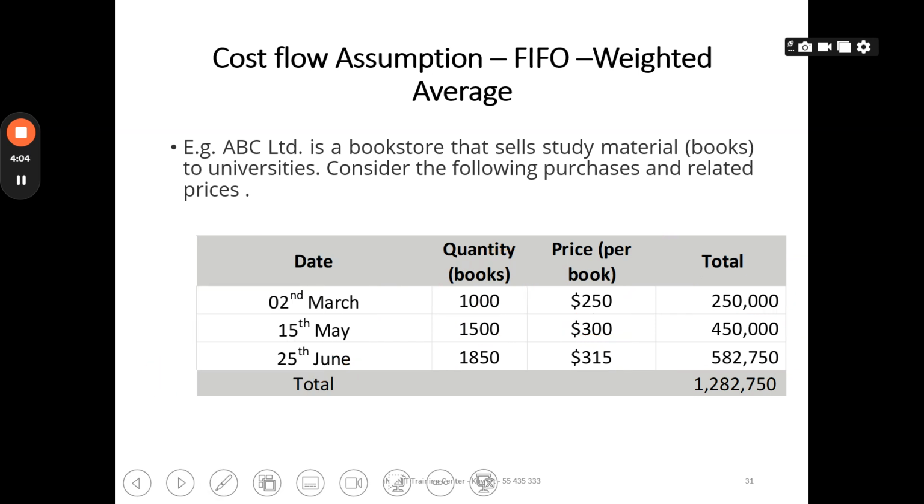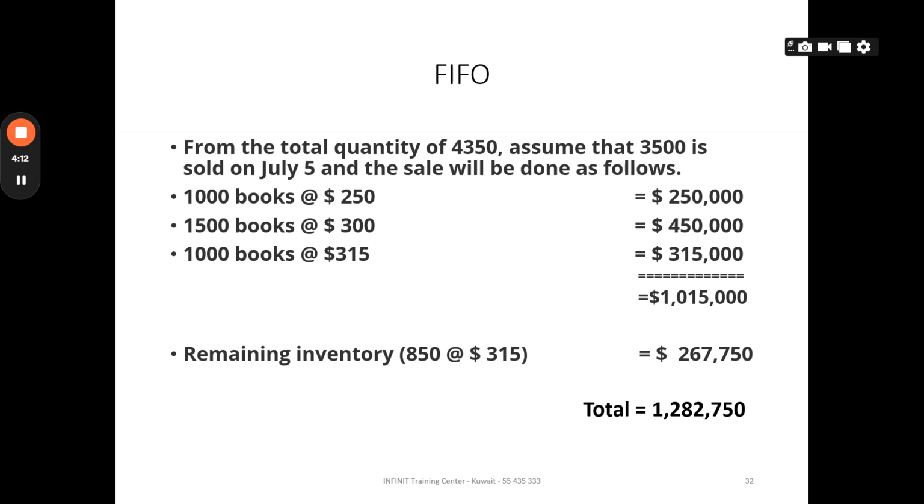Now imagine you are selling 3,500 units in July. So what should be the cost under FIFO? We know that FIFO is going to take the first items bought in out first. So when they are selling 3,500 units, FIFO will look at the past purchases. The oldest purchase is 1,000 books at $250 and FIFO will consider that all these items are sold. So 250,000 is going to be the cost of 1,000 units.